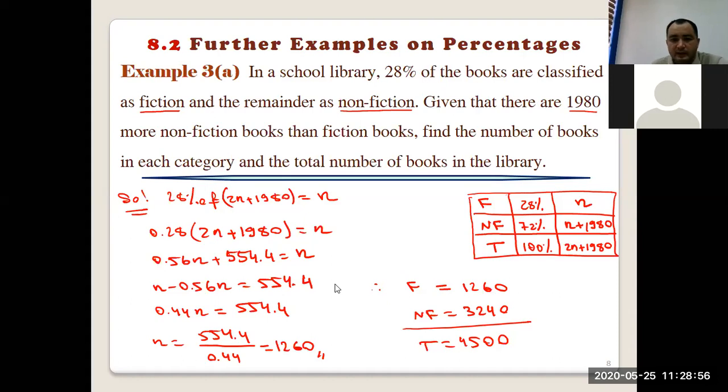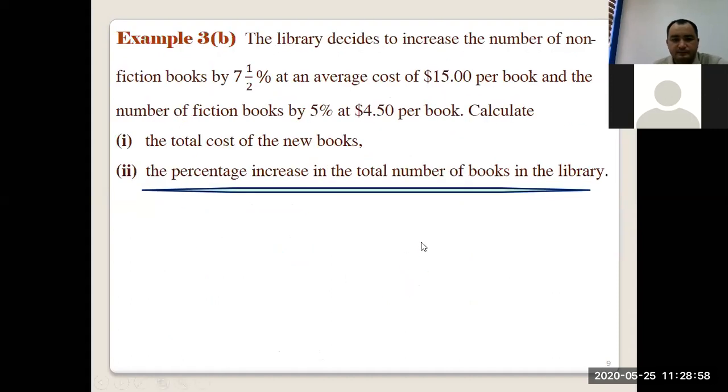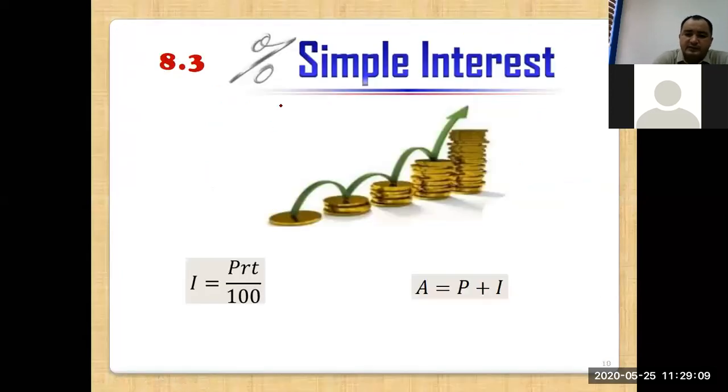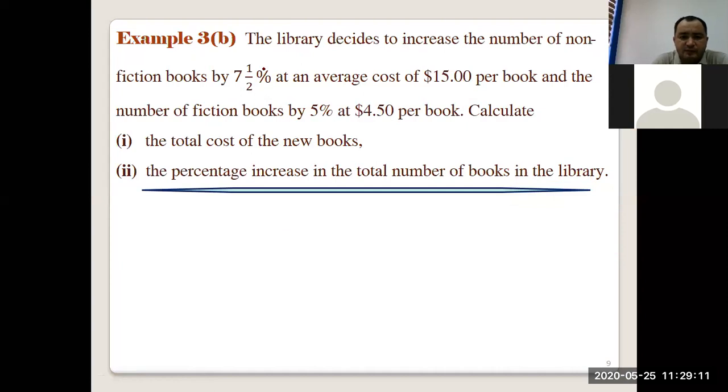Okay. Next, B. The library decides to increase the number of non-fiction books by 7.5%. Okay, 7.5%. What books? It is non-fiction books, right? Non-fiction books, at an average cost of $15 per book.